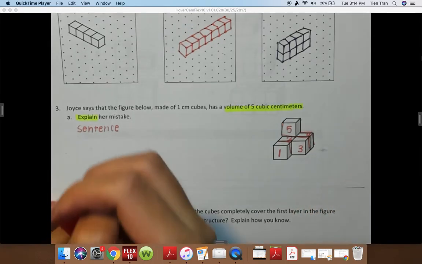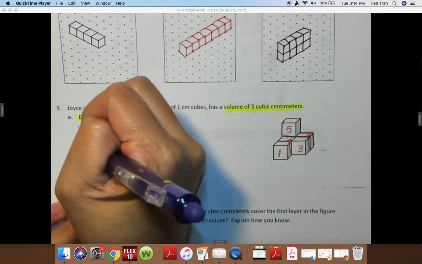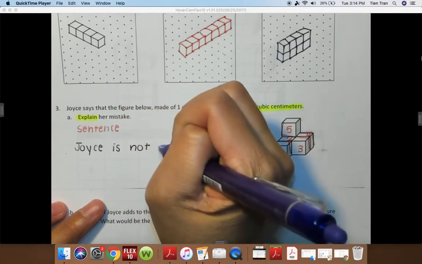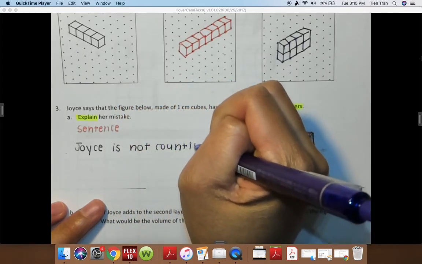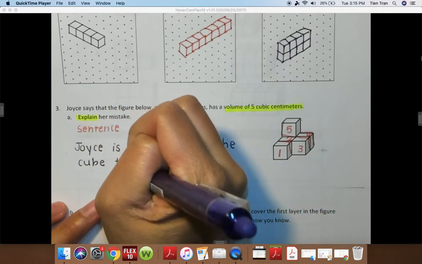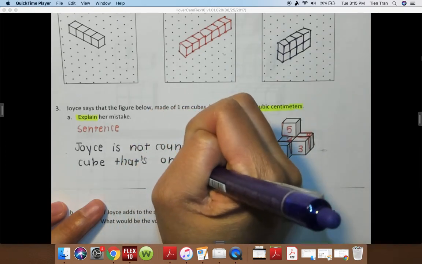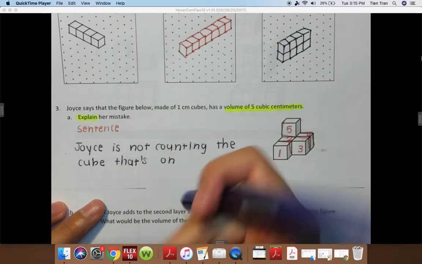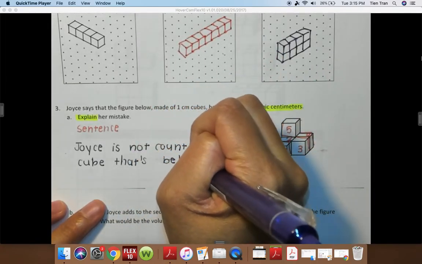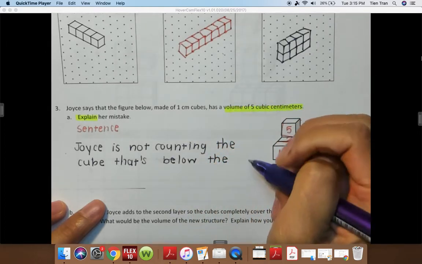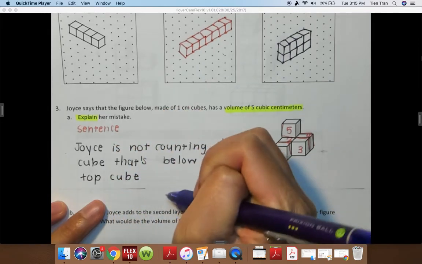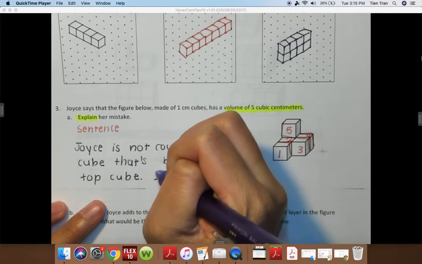So I'm going to write Joyce is not counting the cube that's on or below the top cube. So it is hidden. You can't really see it.